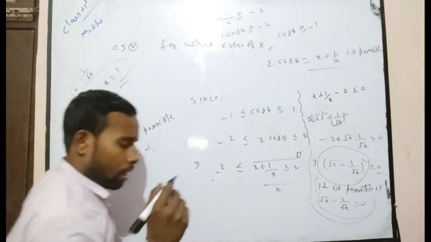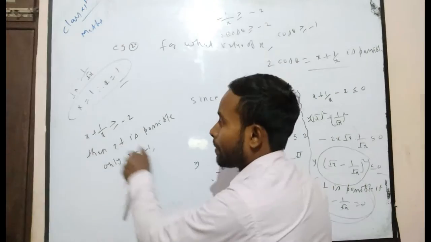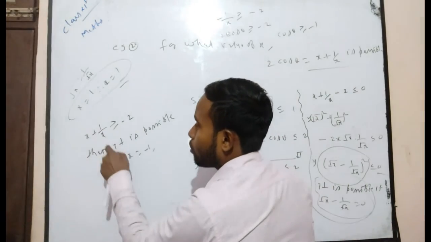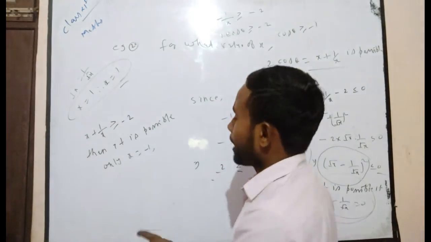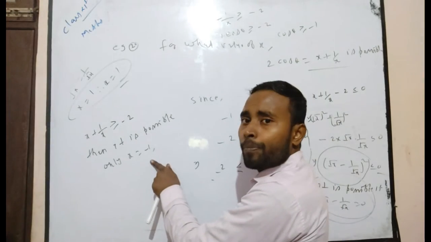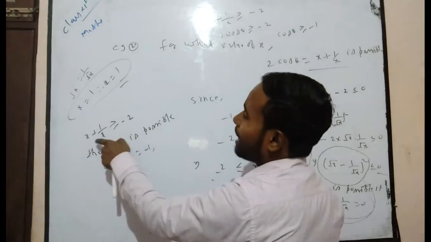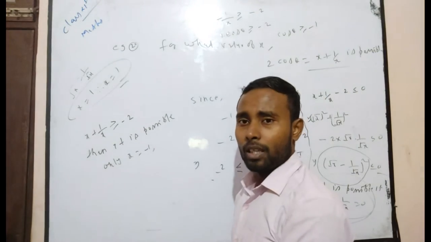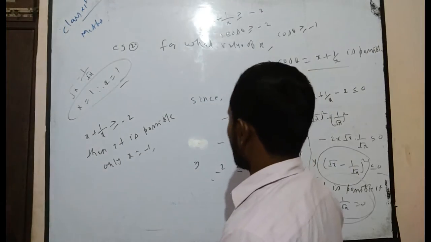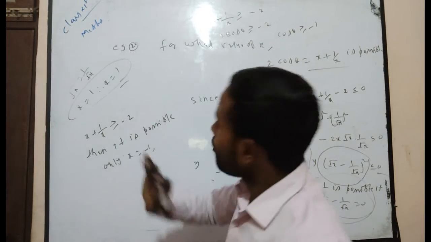Other than that, if you take x is equal to minus 1, then it is true. It will be x plus 1 by x is equal to minus 2. If you take any value of x greater than minus 1, then it can't be greater than or equal to minus 2. It is always less than minus 2.